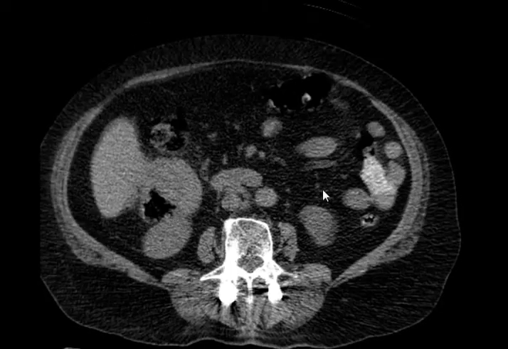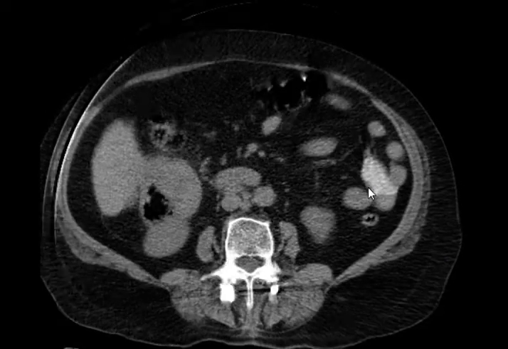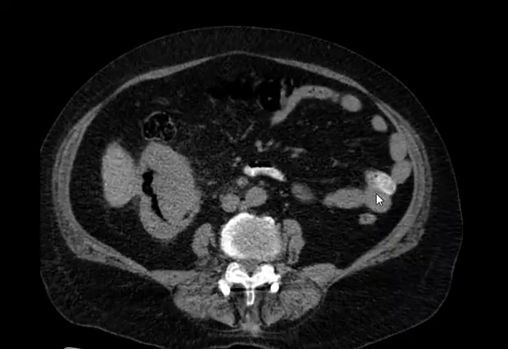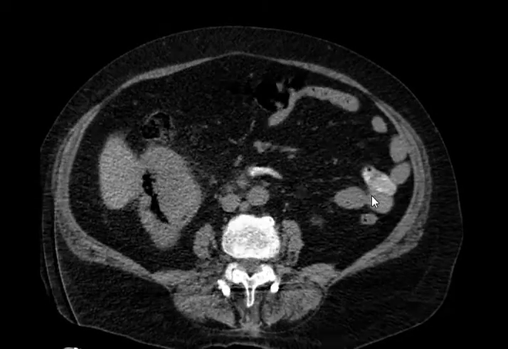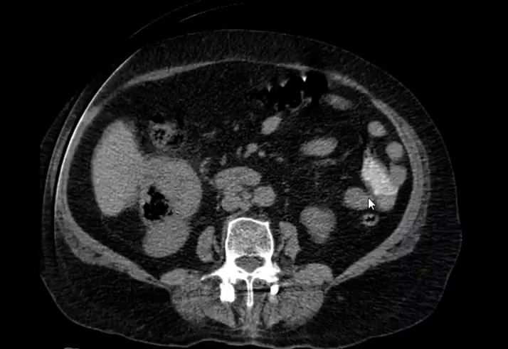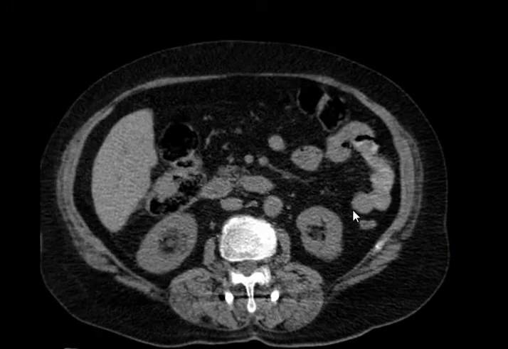There is a hyperdense lesion at the left side of the colon. What about oral contrast? Possible? This is not a dense lesion, it is oral contrast in the small bowel. Yes.